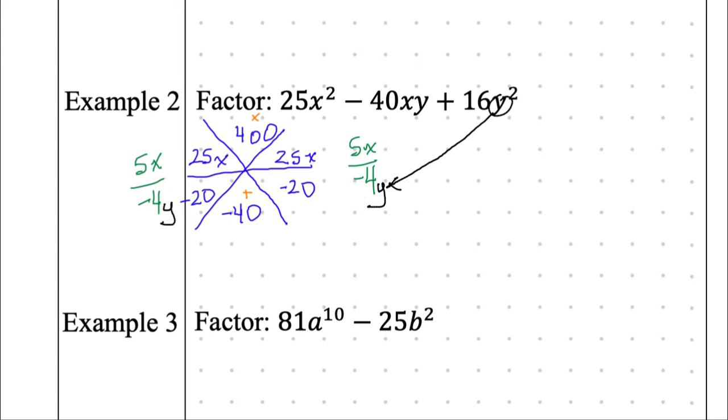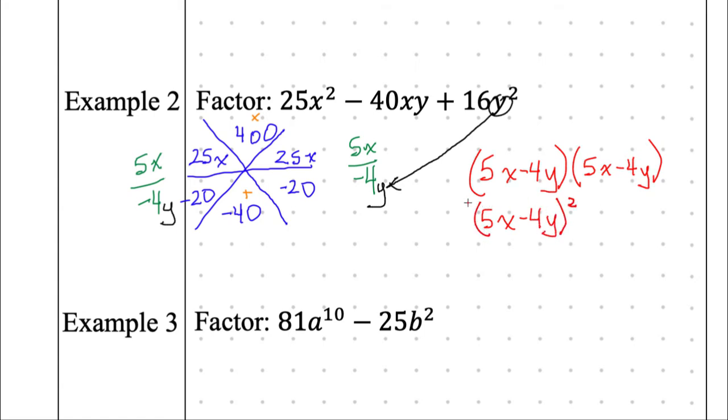And then we can write our final answer. So this is going to be 5x minus 4y times 5x minus 4y. And another way of writing that is 5x minus 4y, that quantity squared. And that's the type of answer that Khan Academy is expecting you to be able to write.